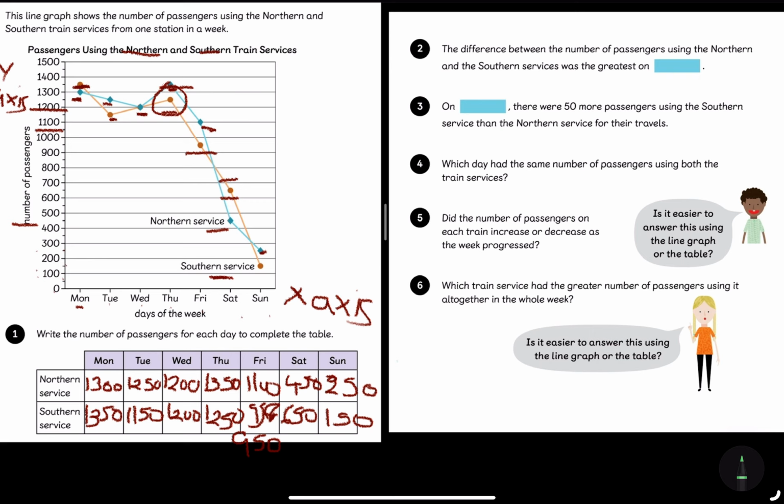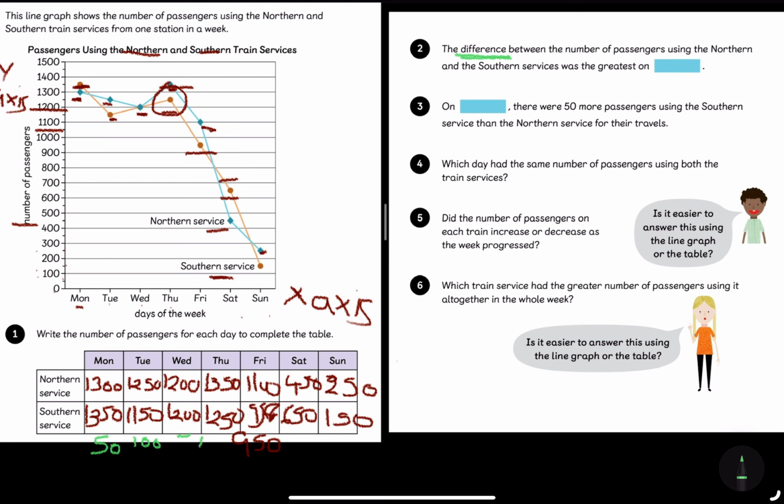The difference means the subtraction. So when I subtract the numbers between both of them, the highest is when it was taken, right? That is the number of passengers who have used the services. Therefore, if you see 1300, 1350, you have just 50, right? 1250 and 1150. So after 1150 comes 1250, so that's 100. 1200, 1200, nil. 1350 minus 1250 is again 100.